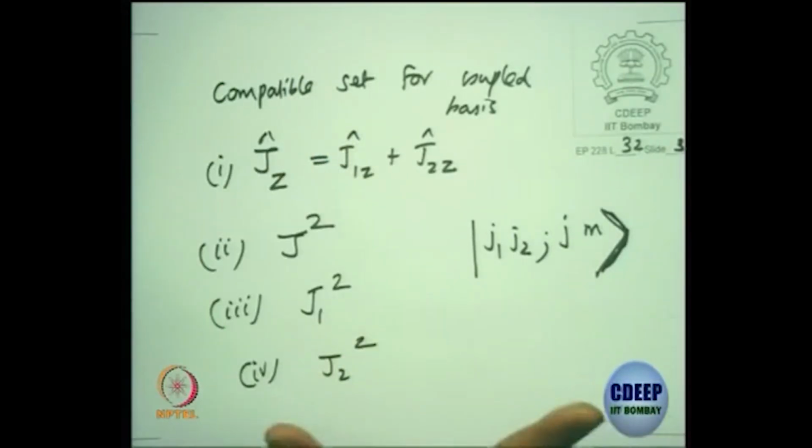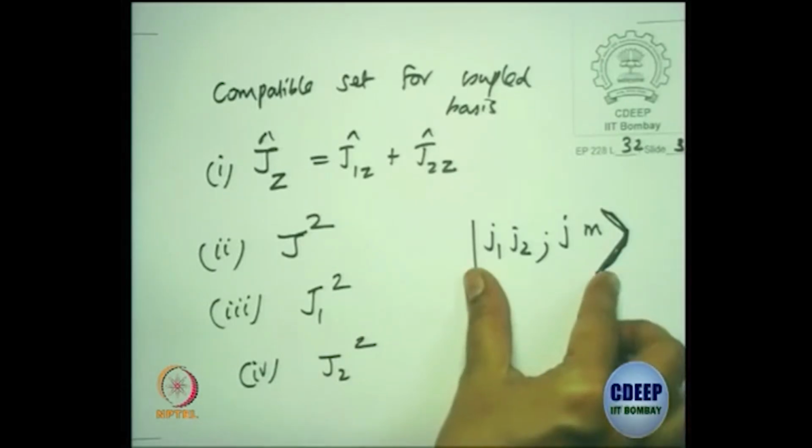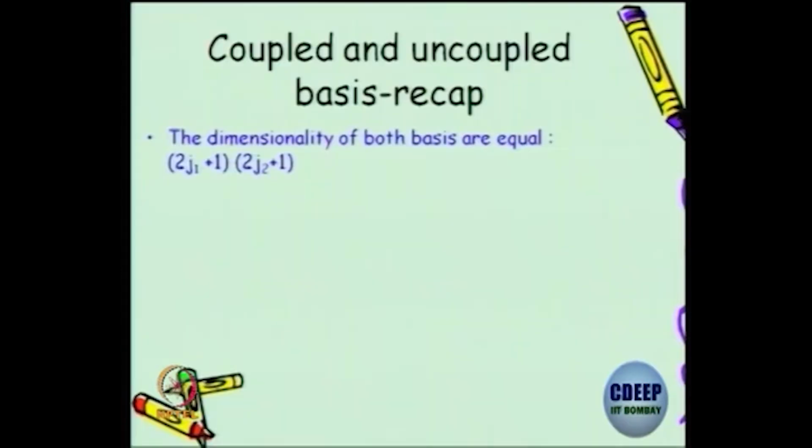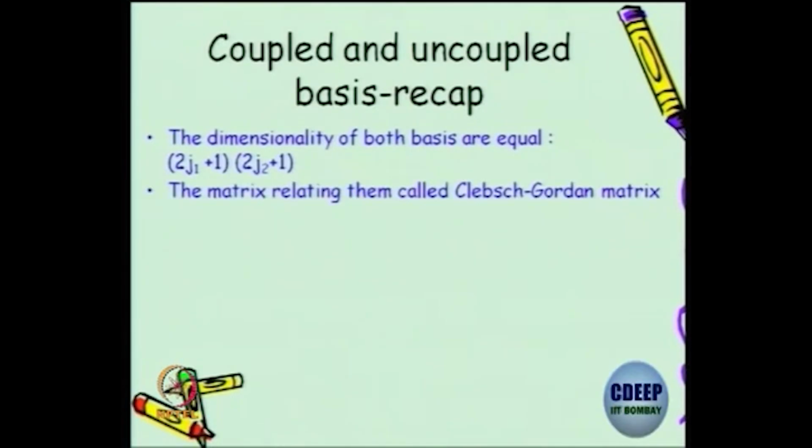Both are equivalent bases. Why equivalent? The dimensionality of this will be exactly the same as the dimensionality of the earlier one, the uncoupled basis. So just a recap of what we did: the dimensionality of both the bases is equal. What is the dimensionality? It is (2J1 plus 1) times (2J2 plus 1). The matrix relating the two bases is what we call the Clebsch-Gordan matrix.